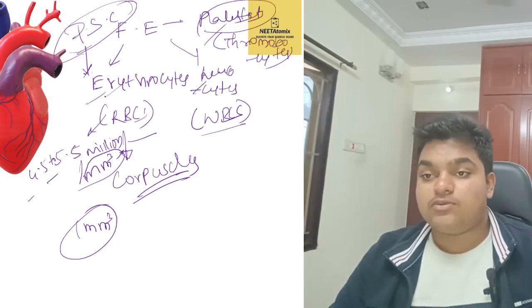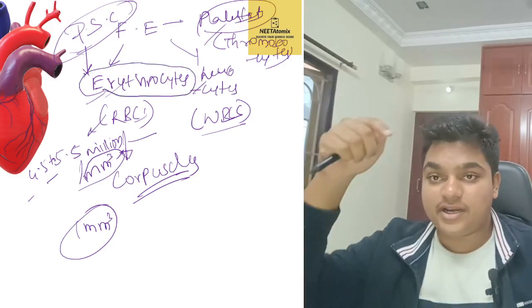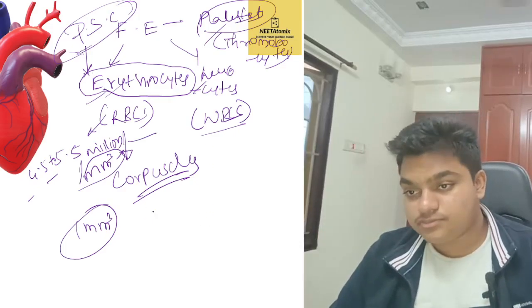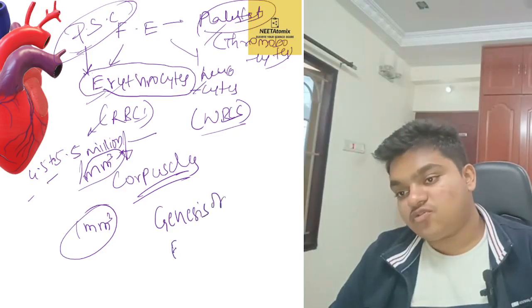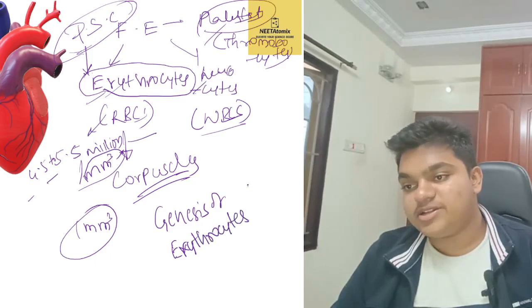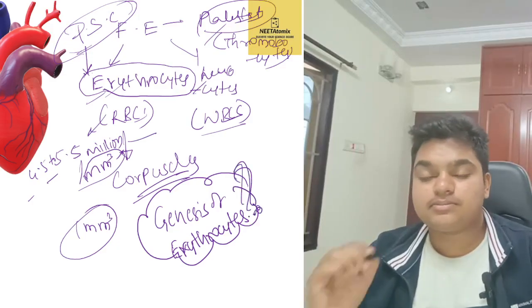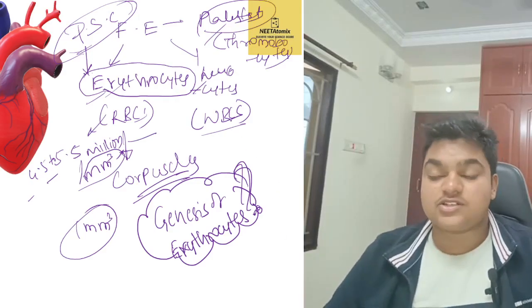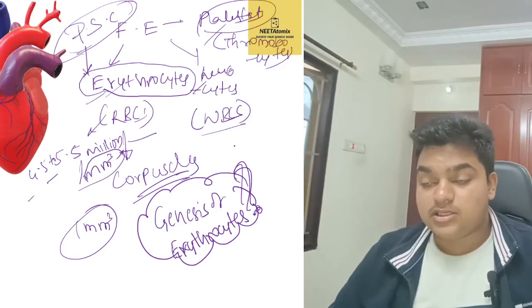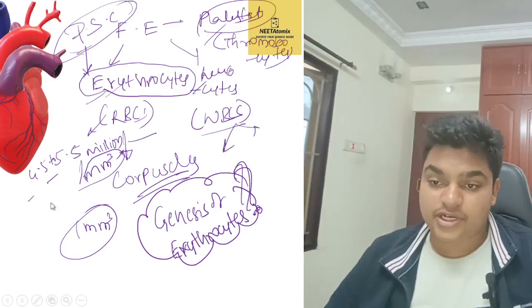Now, what is the genesis of erythrocytes called? Comment down. This is your question for the day. Comment down in the comment section what the genesis of erythrocytes is called. Fine, hope you do that. Next one, coming to WBCs, we have different types of WBC, usually based upon the presence of granules.